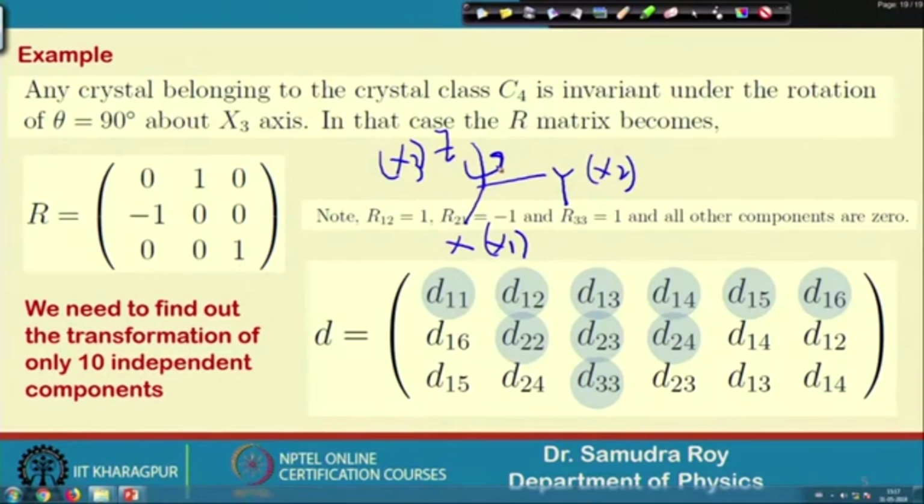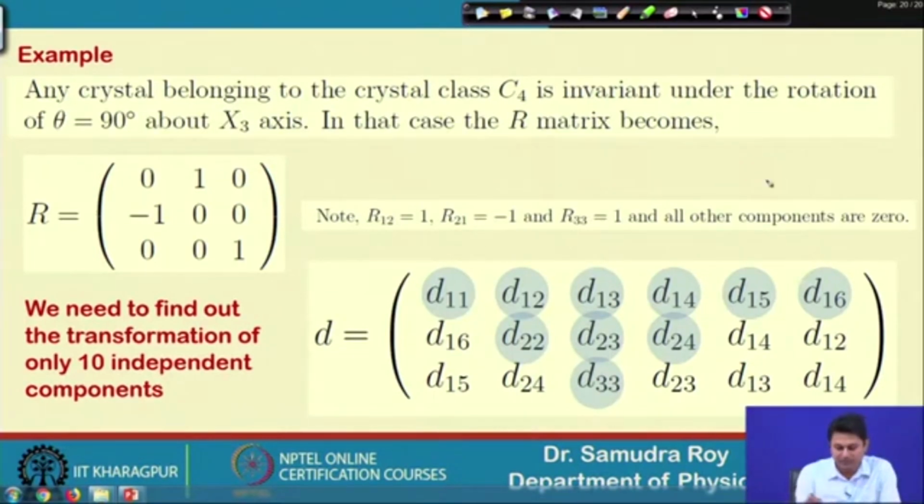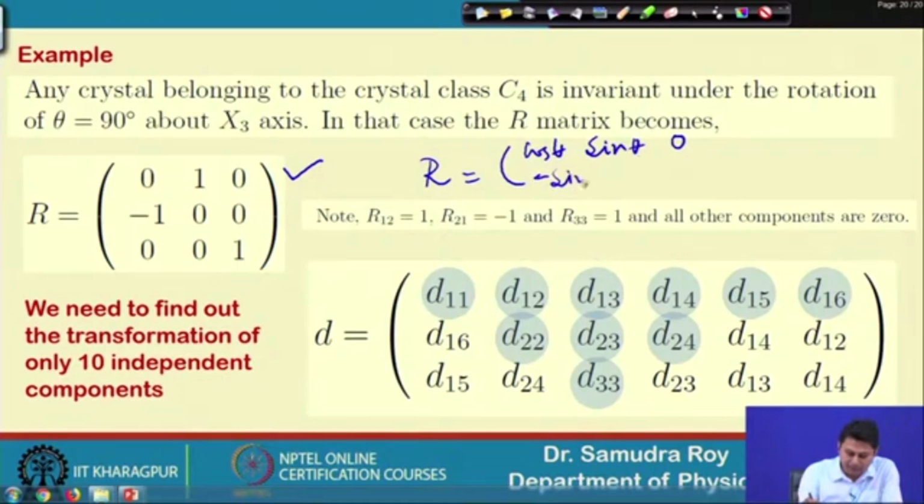Once the operation is given to us, first we need to find out what my R is here. That means we first need to find the symmetry operation matrix. Since we are rotating by 90 degrees, the rotation matrix we know is cos theta, sin theta, 0, minus sin theta, cos theta, 0, and 0, 0, 1. This is the rotation matrix around z.